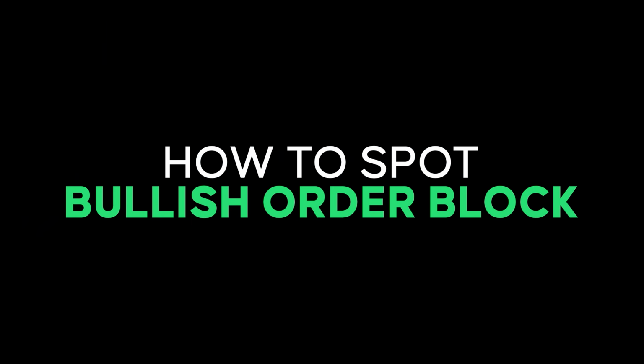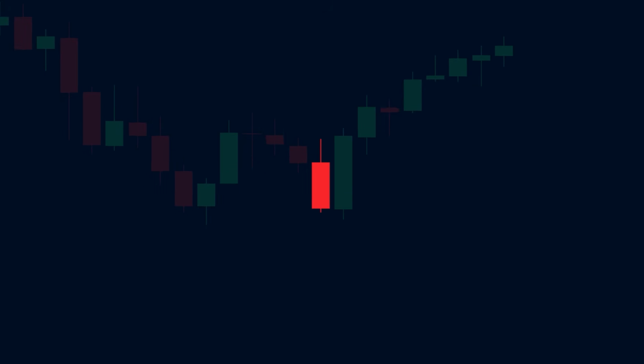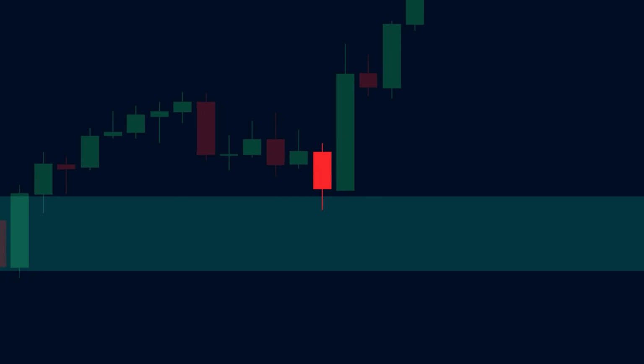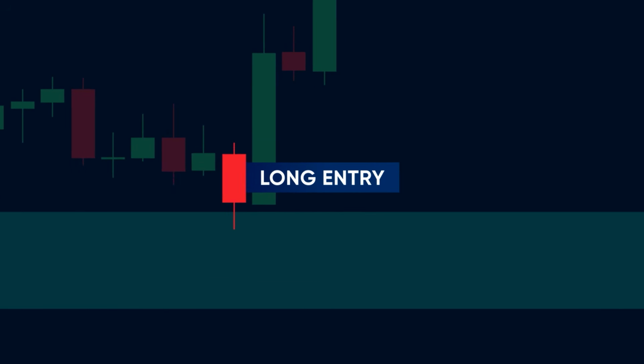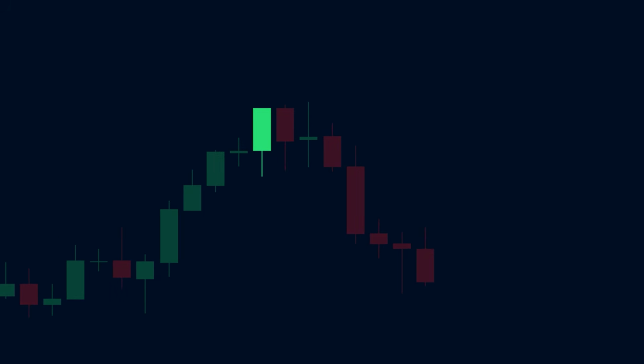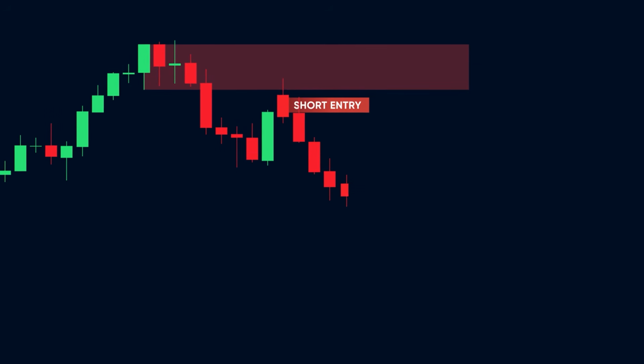So how do you spot a bullish order block? Easy. Find the last bearish candle before a strong move up. That down candle is your bullish order block. Price dipped, institutions jumped in quickly with size, and then price pushed higher. When price returns to that zone, you're looking for longs. For a bearish order block, flip the logic. Find the last bullish candle before a sharp drop. That's where smart money sold. When price returns to that zone, you're looking for shorts.